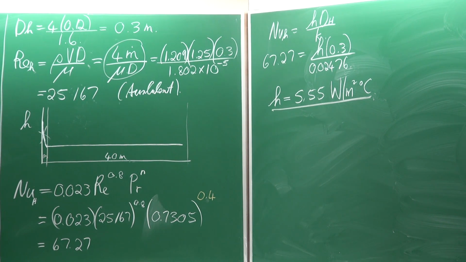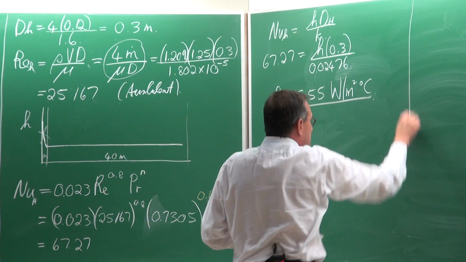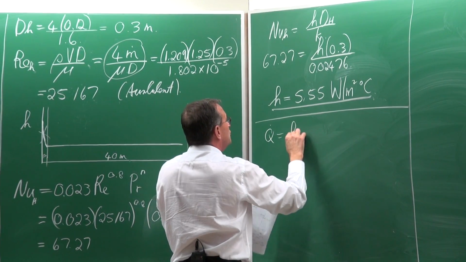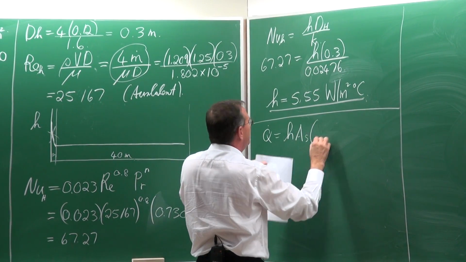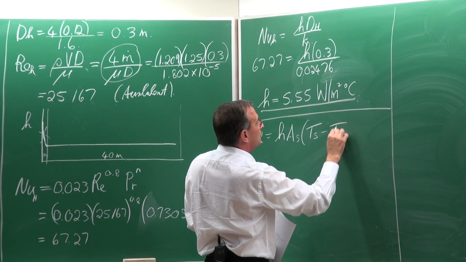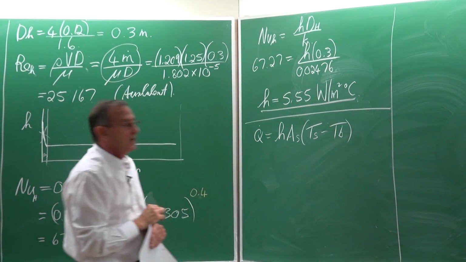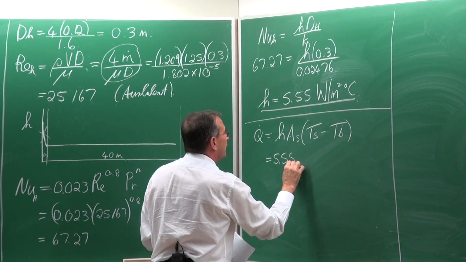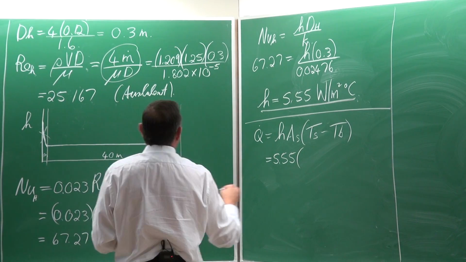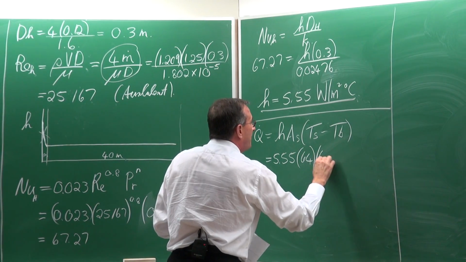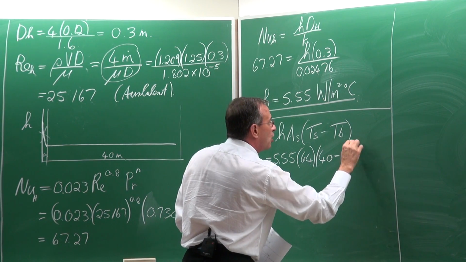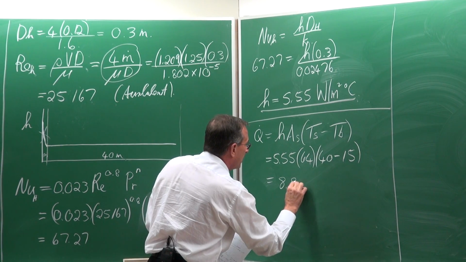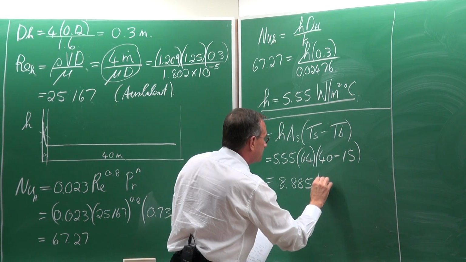Right, now it's so easy to calculate the heat transfer rate. So the heat transfer rate is equal to the heat transfer coefficient multiplied by the surface area multiplied by the surface temperature minus the bulk temperature. The heat transfer coefficient is equal to 5.55. The surface area is equal to 64. The wall temperature is 40. The bulk temperature is 15. And therefore the heat transfer rate is 8.885 kilowatts.